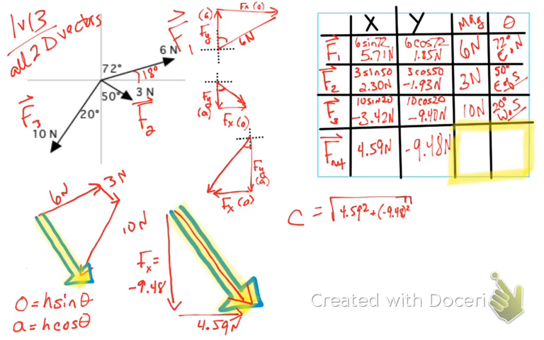Yeah, you're correct, 10.5. So this is 10.5 newtons. It's a late bus. So that is a 10.5 newton magnitude. We're halfway there. Now we're going to do the angle.